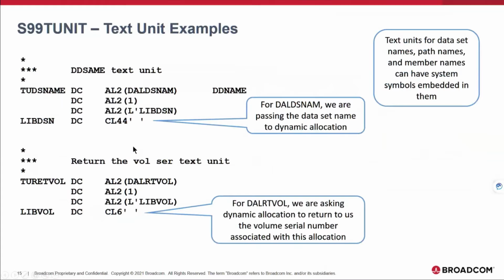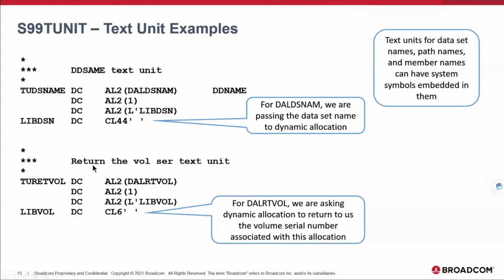And here's an example of coded. This is the DD name. Actually, this is not, this is DS name. This comment is wrong. So DALDSNAM is the 2-byte token. It ends up being a 2. We say how many occurrences do we have? 1. And here's the length parameter. So we've got the length of this field, which would be 44, followed by the dataset name.